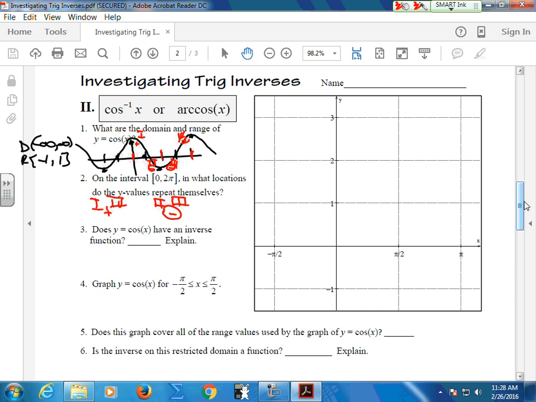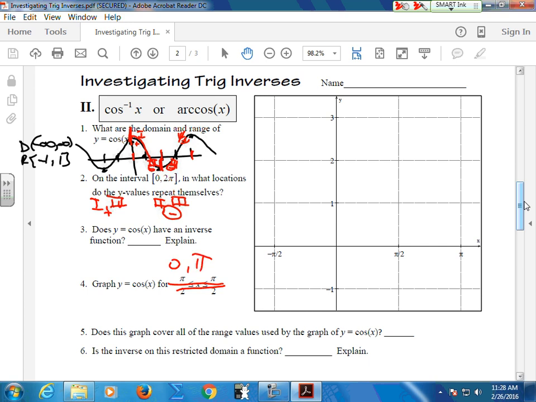Does this in itself have an inverse? No, because it fails a horizontal line test. So when we cut off our horizontal line test, we cut it from here. We pass through the 90. We stop at the 180. And this is what I don't like about this one. So we're not going to graph this. We're going to take this out of here. And we're going to graph from 0 to pi.